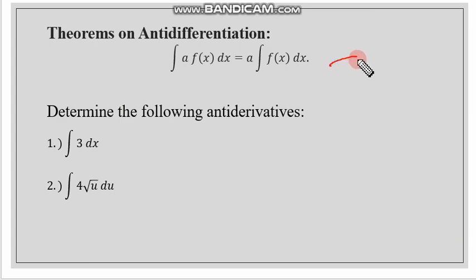So another part of the theorem: the integral of a times f of x dx is equal to a times the integral of f of x dx. So it is a constant rule. Now, you will determine the following antiderivatives. Number 1, the integral of 3 dx, and number 2, the integral of 4 square root of u du.